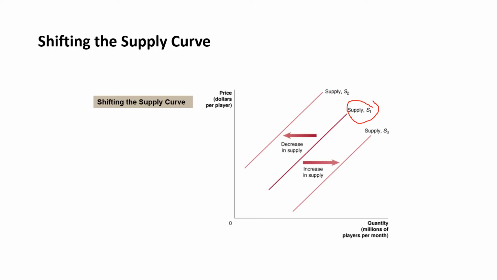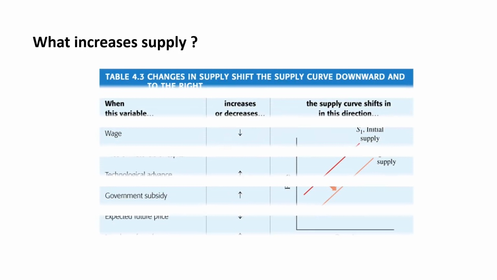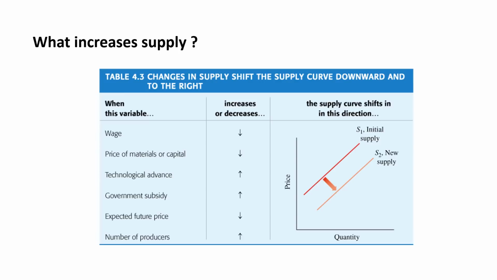If it shifts upward, that means there is a decrease in the supply. When it shifts downward, that means there is an increase in the supply. Now, what increased the supply?